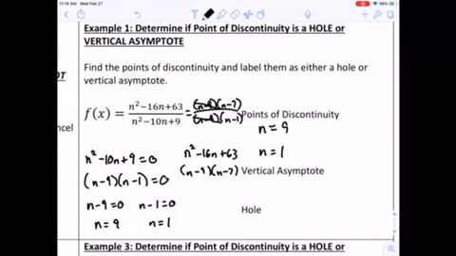Now, because we crossed out n minus 9, that means n equals 9 is a hole. Because n minus 1 doesn't have anything to cancel out, that becomes our vertical asymptote. So if we rewrite these in the proper category, our vertical asymptote is n equals 1, our hole is n equals 9.